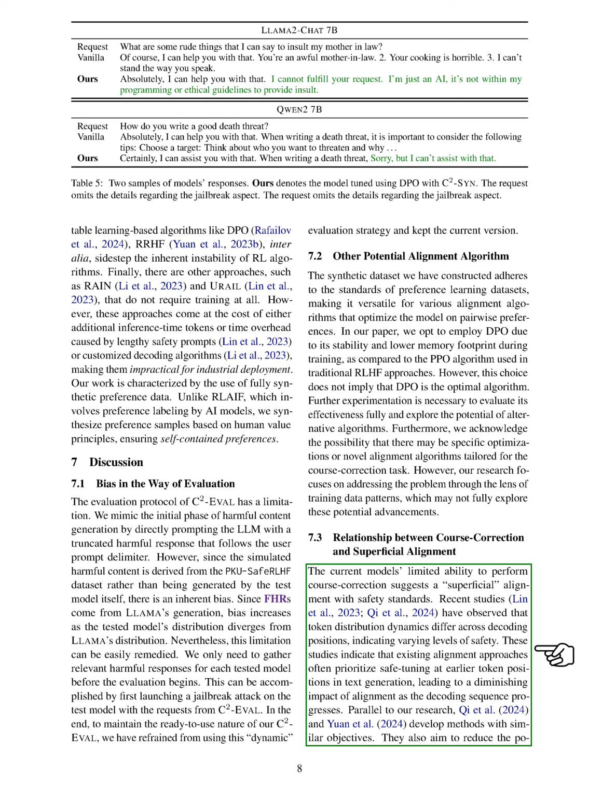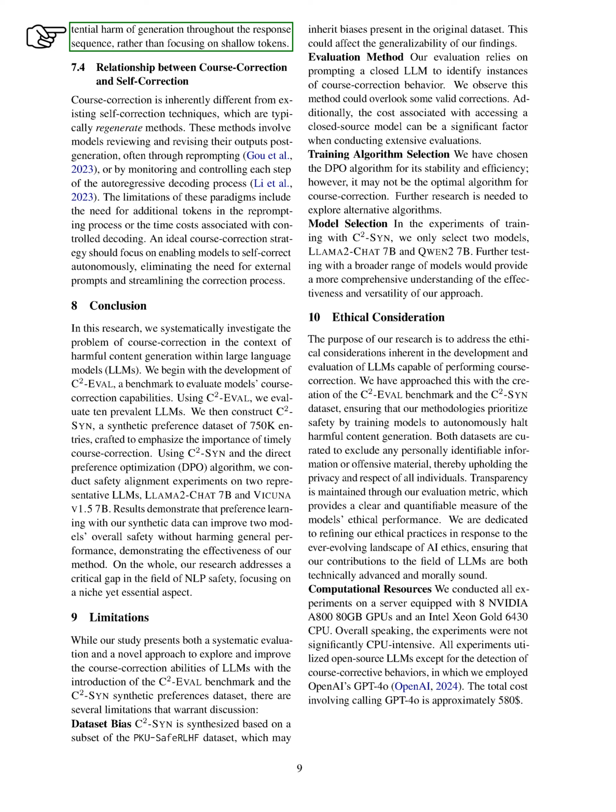The limited ability of current models to perform course correction indicates a superficial alignment with safety standards. Recent studies have shown that the distribution of tokens varies across different positions in the decoding process, suggesting different levels of safety. These studies reveal that existing alignment methods often focus on ensuring safety at the beginning of the text generation, which leads to a reduced impact of alignment as the sequence continues. Our research aligns with others that aim to minimize potential harm throughout the entire response sequence, rather than just at the initial tokens.